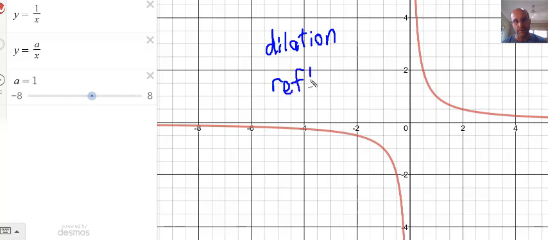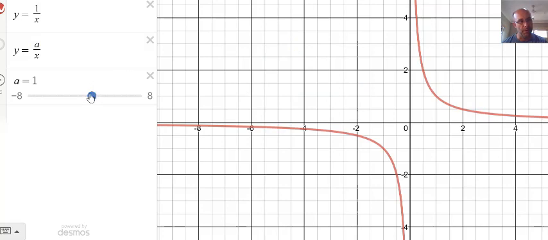So if you make a, which you can see over here, equal to a negative value, you've got what's called a reflection. So they both change the shape, and dilation is sort of a stretching, and a reflection basically changes where the branches are. Let's have a look at that.